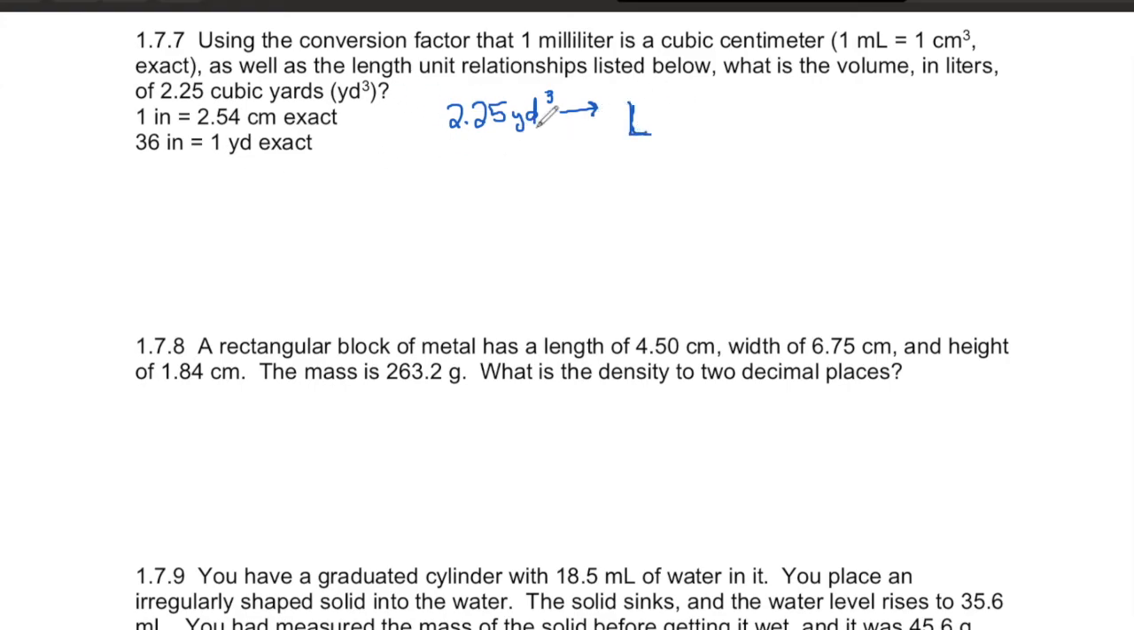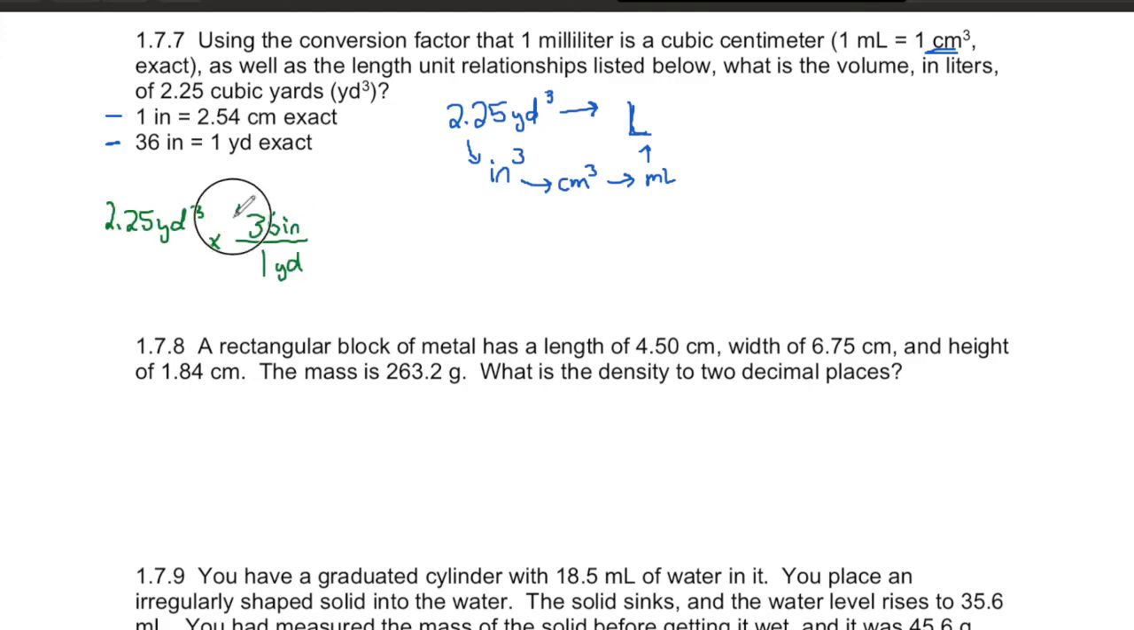So this problem here is trying to convert cubic yards to liters. Given our relationships over here, it looks like we can take cubic yards to cubic inches if we use this 3 times, and then we can take cubic inches to cubic centimeters. Then we have this relationship over here relating cubic centimeters to milliliters, and then that is a metric conversion to get to liters. So here is our game plan.